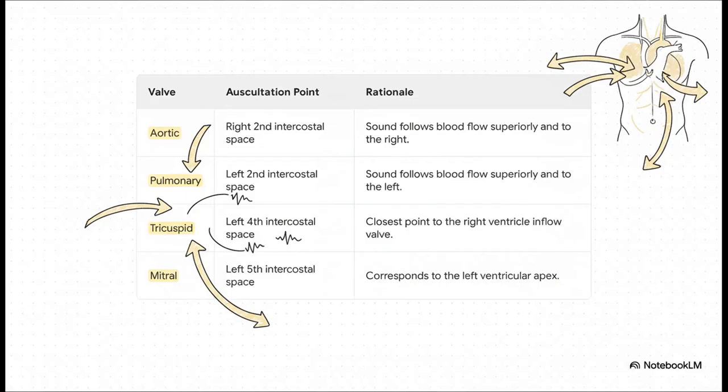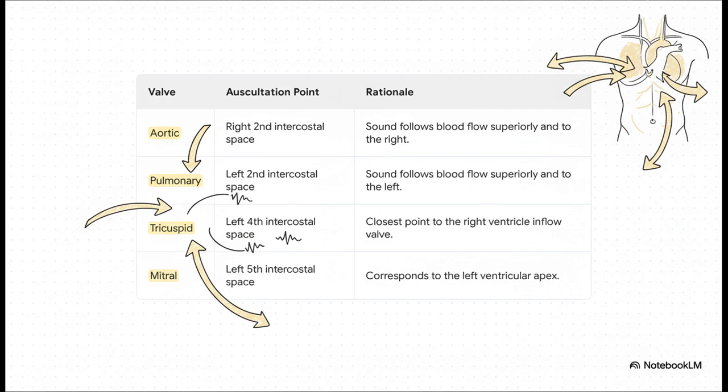Got it? Now, where do we actually listen? This trips a lot of people up because intuitively you'd think you listen right over the valve. But that's not how it works. You have to listen where the sound radiates to. You follow the direction of blood flow. So for the aortic valve, the sound is carried up the aorta, which is why we listen in the second intercostal space on the right. For the mitral valve, the sound radiates towards the apex of the heart. You're not listening to the valve, you're listening to where the blood carries the sound.